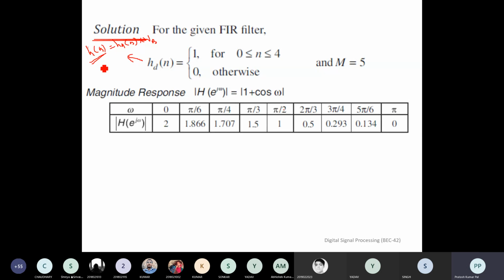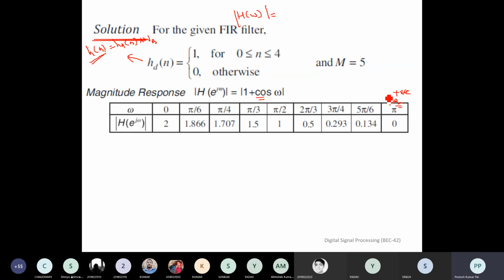Once we know h of n, we can find the magnitude. It is given as 1 plus cos omega, so the magnitude of H of omega is 1 plus cos omega. For different omega values, we will put omega equals 0, pi by 6, pi by 4 and up to pi. We are considering only the positive frequencies.